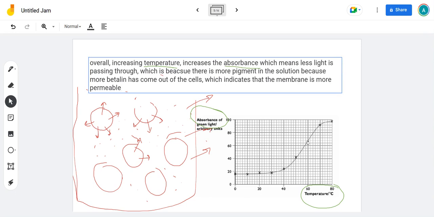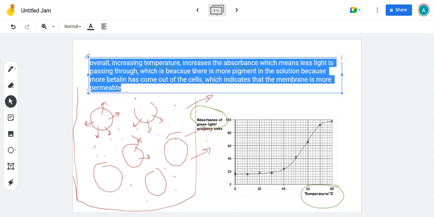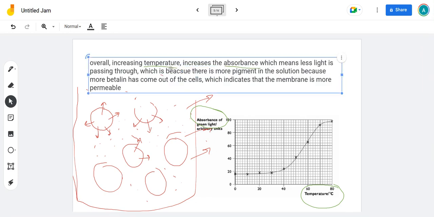Why is that happening? Because there's more pigment in the solution, more pigment has come out of the cells because more betalain has come out of the cells, which indicates that the membrane is more permeable. Okay, so that's what our graph is showing us that's actually happening.